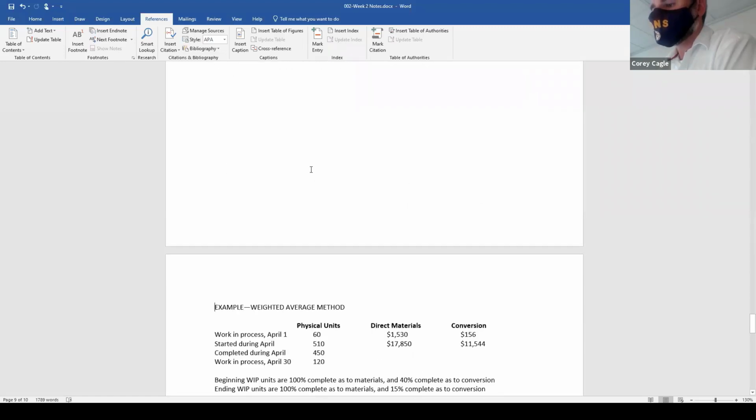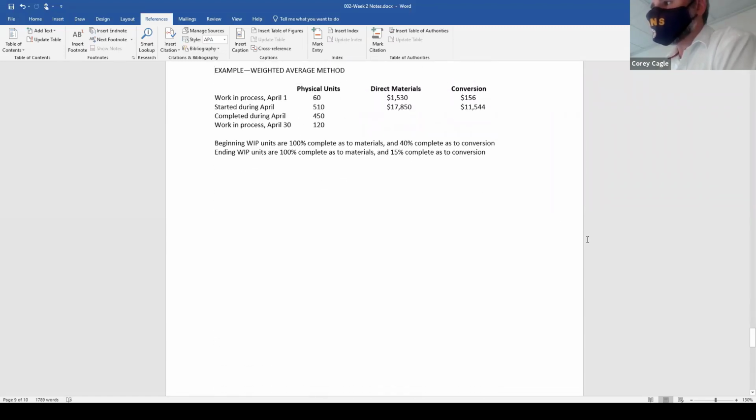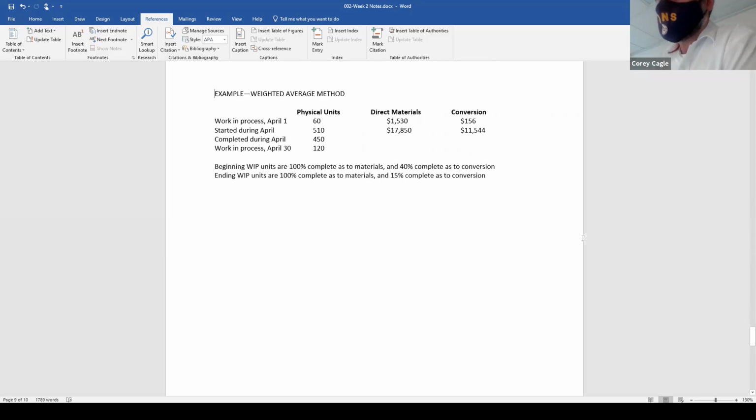So step 1, what is the physical flow of our product? Compute the physical unit flow. Where did I begin? Where did I end? What's going on? So if I am starting a process, I write: beginning work in process, units started, units completed, ending work in process. I want to know those 4 things. They really give it to us in exactly the format I like to slap down on paper.